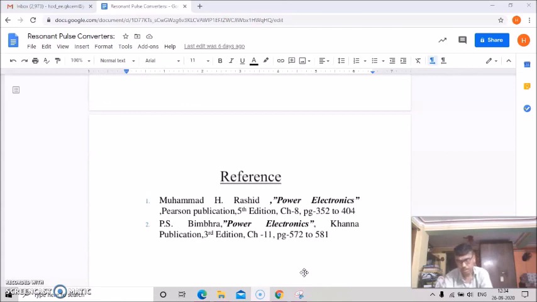So this basic idea will help you in your practical life, when you work with this type of converter in your workplace.